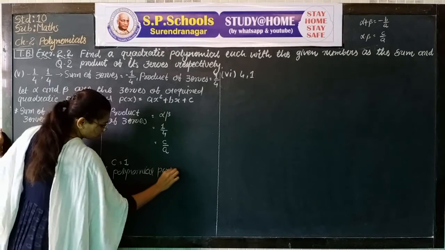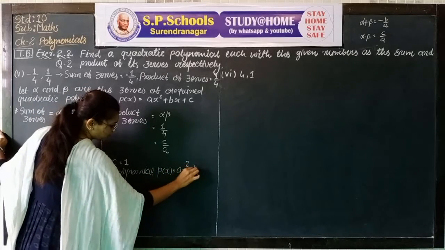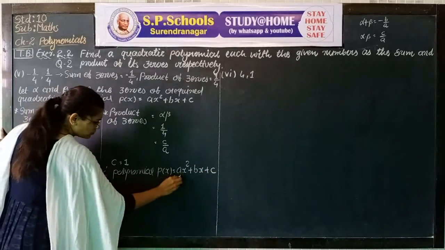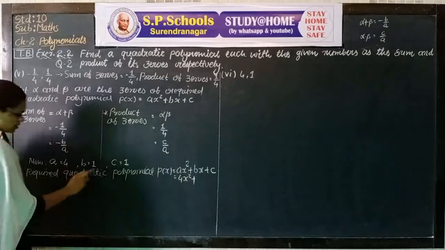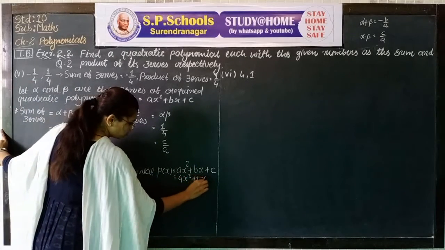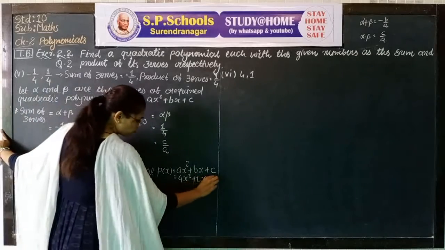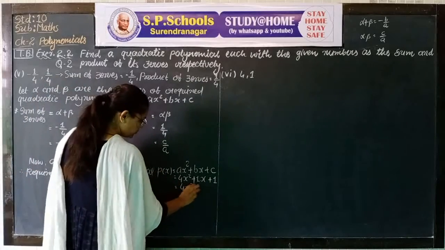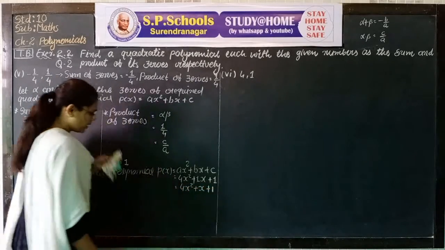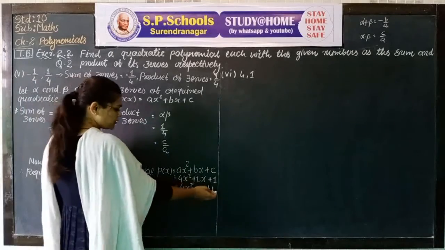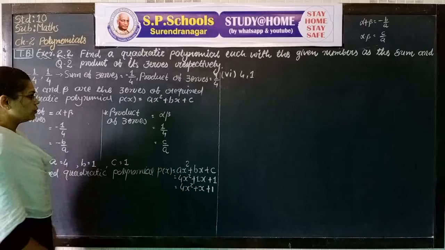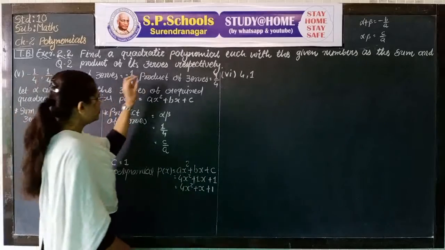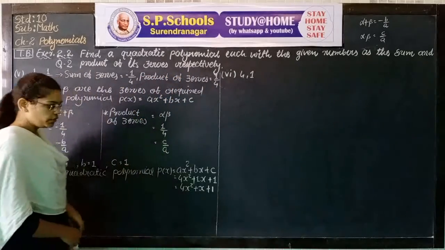p of x is equal to ax square plus bx plus c, where a is equal to 4, x square as it is, plus instead of b is equal to 1, x as it is, and instead of c is equal to also 1. 4x square as it is, 1 multiply x gives plus x, and plus 1 as it is. Here 4x square plus x plus 1 is our one polynomial whose sum of zeros is equal to minus 1 upon 4 and the product of its zeros is 1 upon 4.